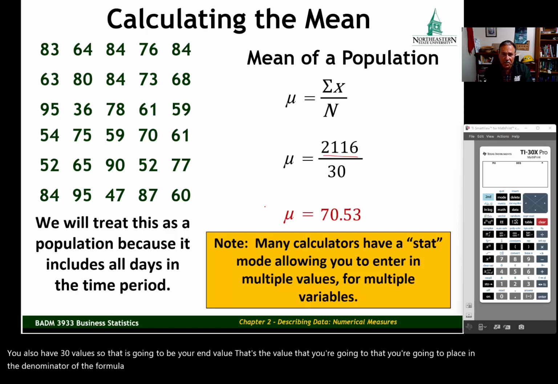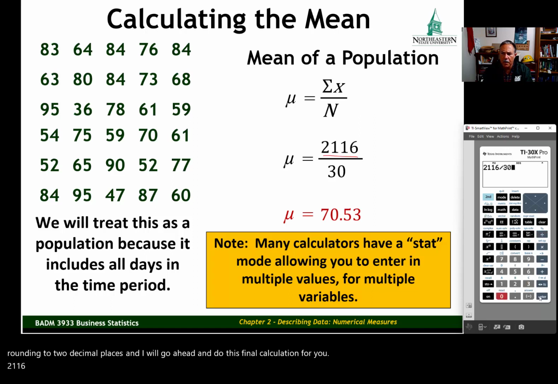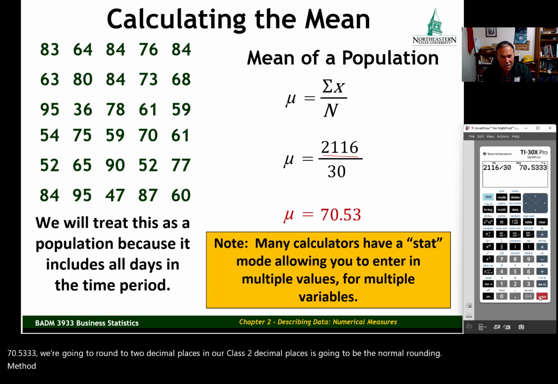Then once you get to this point, it's a simple division, and you end up with 70.53, and I'm rounding to 2 decimal places. I will go ahead and do this final calculation for you. 2116 divided by 30, 70.5333, and we're going to round to 2 decimal places. In our class, 2 decimal places is going to be the normal rounding protocol that we follow. There may be some exceptions down the road, but for now, 2 decimal places.